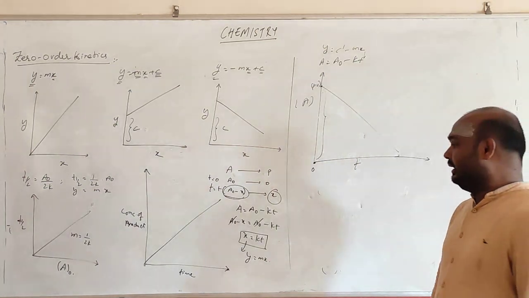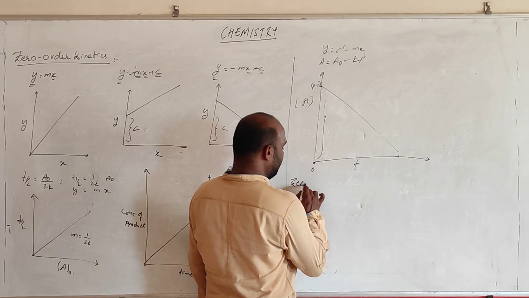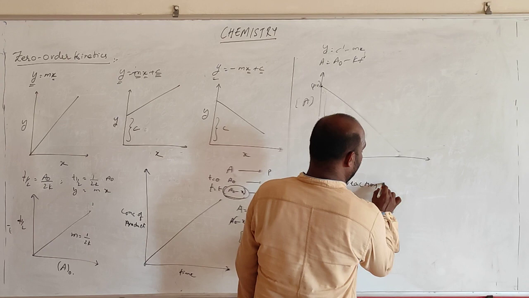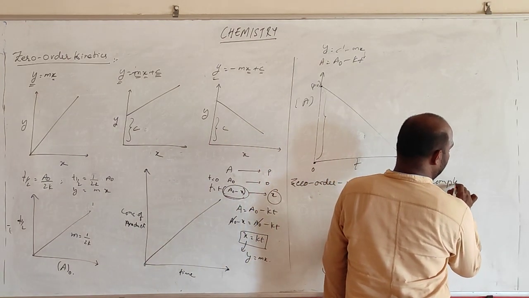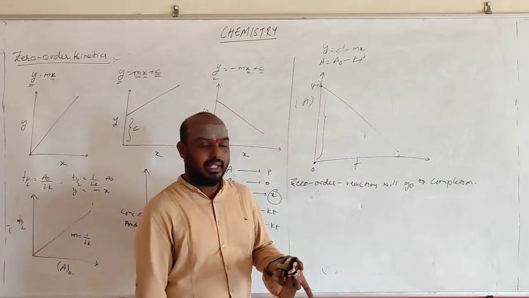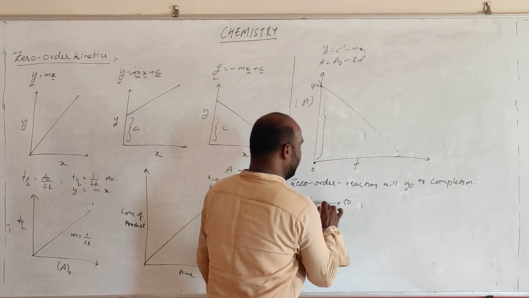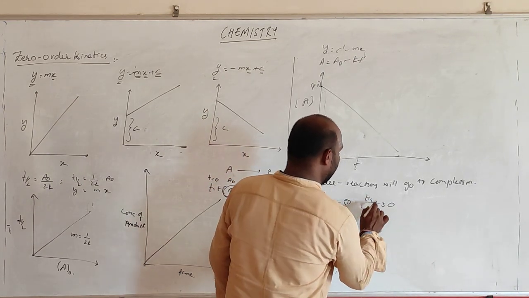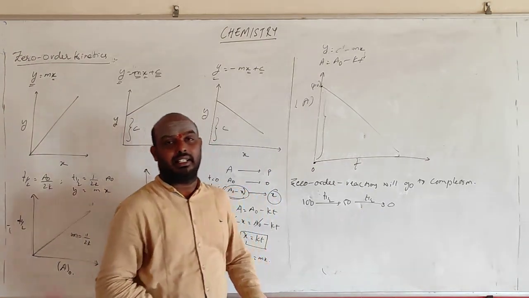And you remember that zero order reactions will go to completion. They will be completed. At one time the concentration comes to 0. Suppose 100 goes to 50, it takes some time, t half. From 50 to 0, it takes only t half. How much is disintegrated here? Here also the same amount is disintegrated.